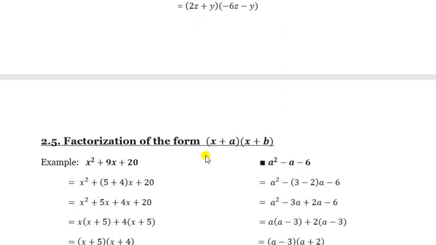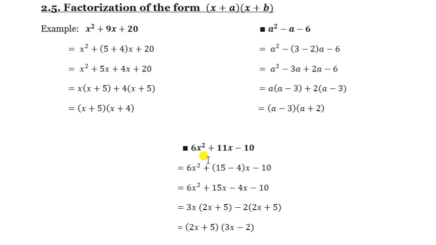Okay, now next one, that is factorization of the form (x + a)(x + b). This is very important. Let's see how to factorize. We cannot use here any common factor, group method, or identities. So for this kind of algebraic expression we have to factorize in another way. Let's see how we can solve this algebraic expression.